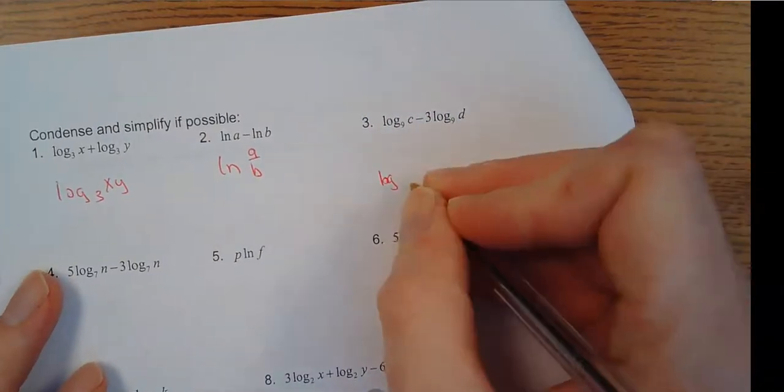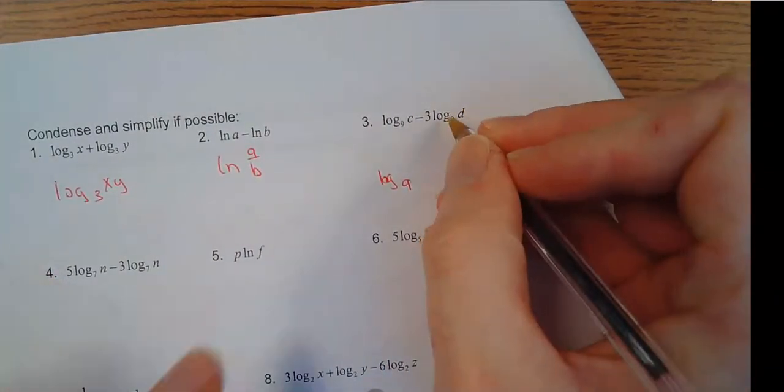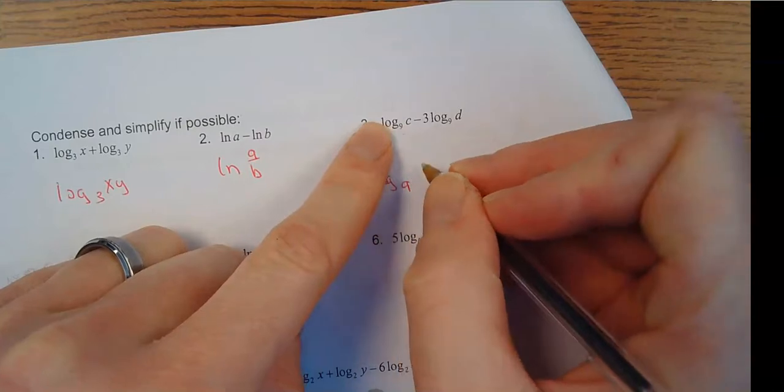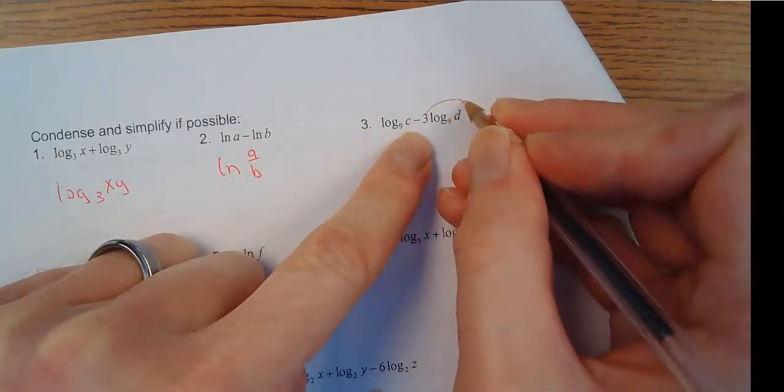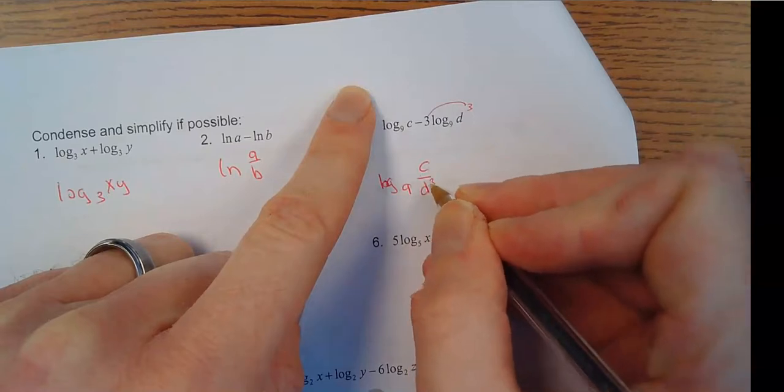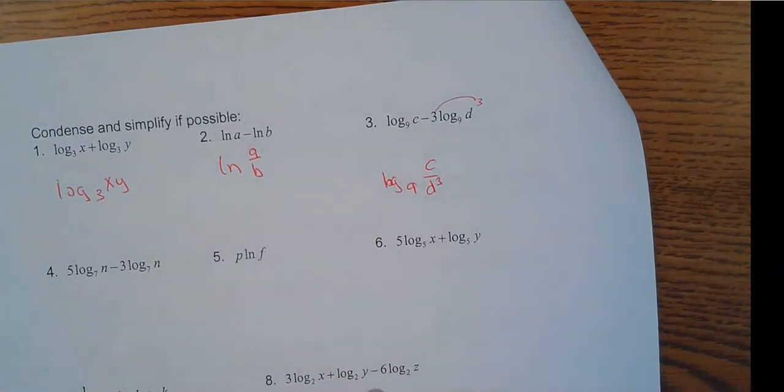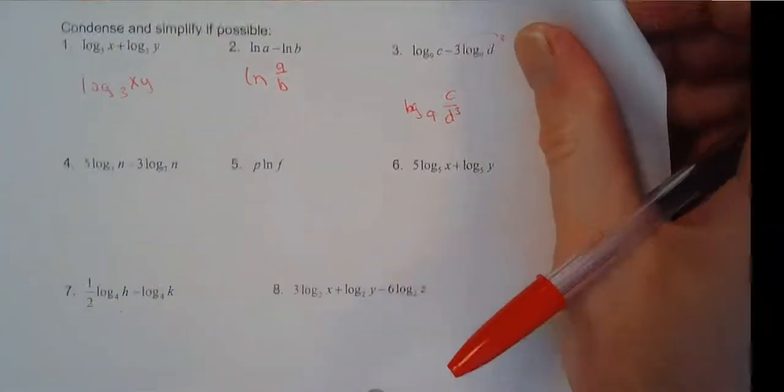Okay. This one here, they both have a 9, so I can go log base 9. And before we combine them, I got c divided by, but this, I need to put this 3 up here first, so it'd be d cubed on bottom. So it'd be log base 9 of c divided by d cubed.